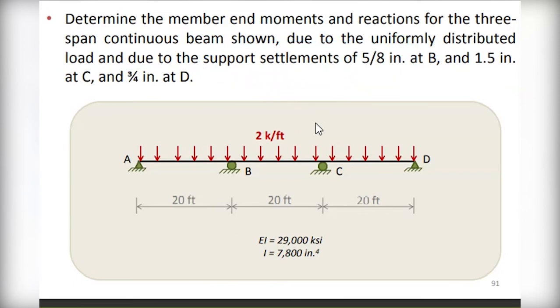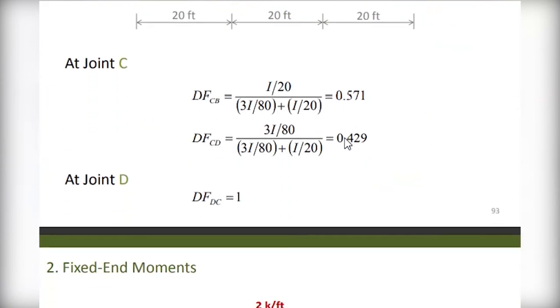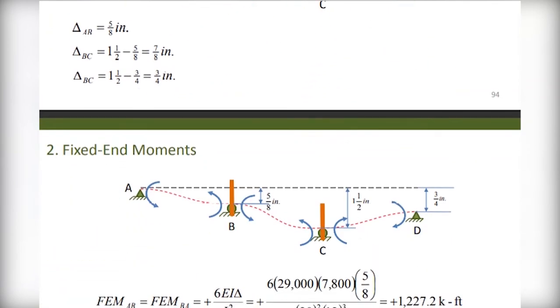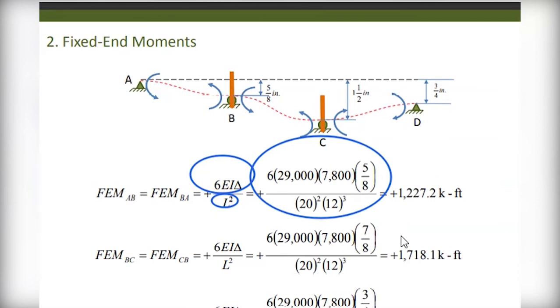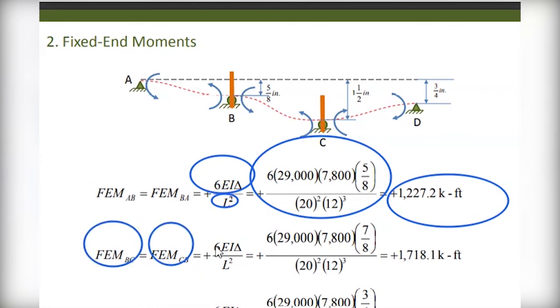After that, you can work out how to calculate the fixed end moment, whether the values are EI, or E and I. So here we consider also the settlement. The formula for the settlement is a function of 6 times EI times the settlement over L square. Give the value there, and you can have the fixed end moments AB and BA, and also BC and CB, in this function.